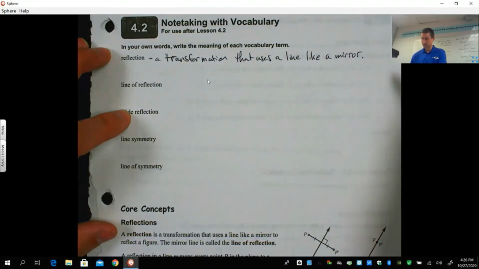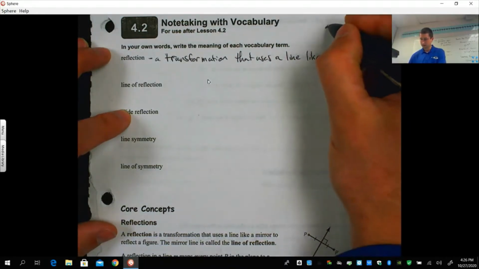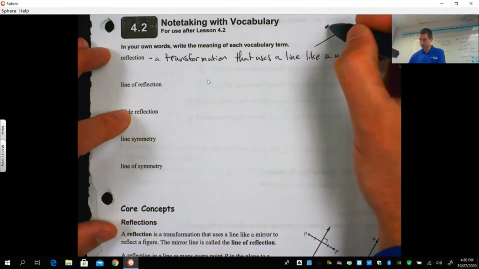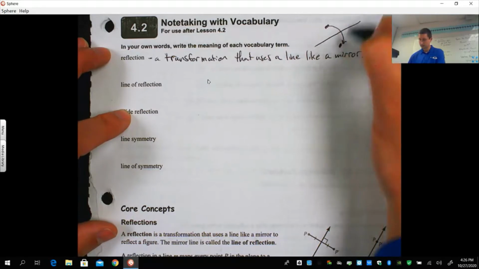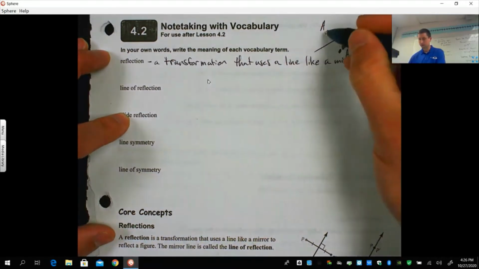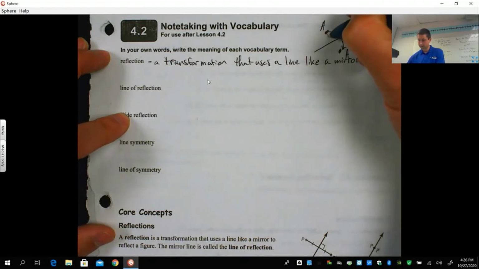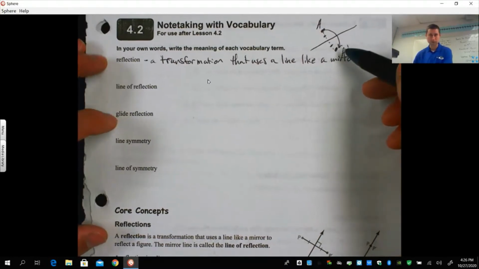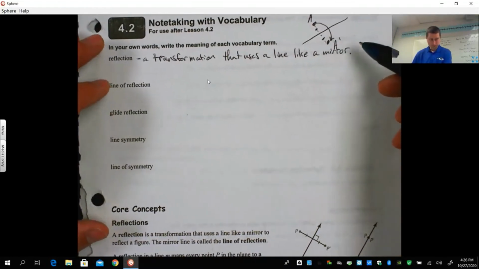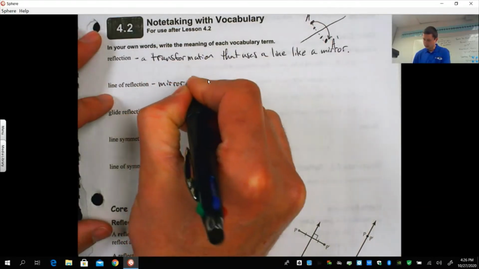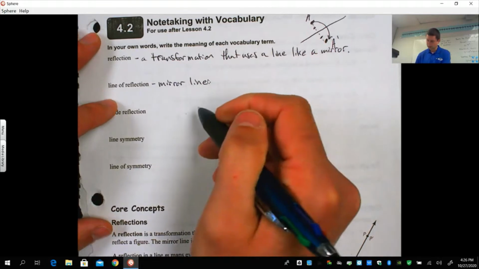So whatever happens on one side of the line, so this is a point, and this is our line. If you reflect it over, it's going to land here. We're going to call this A. That's going to make this one A prime. So reflections over the line, we're going to notice that this distance here is the same as this distance here. This is going to create what we call a perpendicular bisector. I've had some questions with that. Okay. The line of reflection, this is just the mirror line. So they just call that the mirror line.